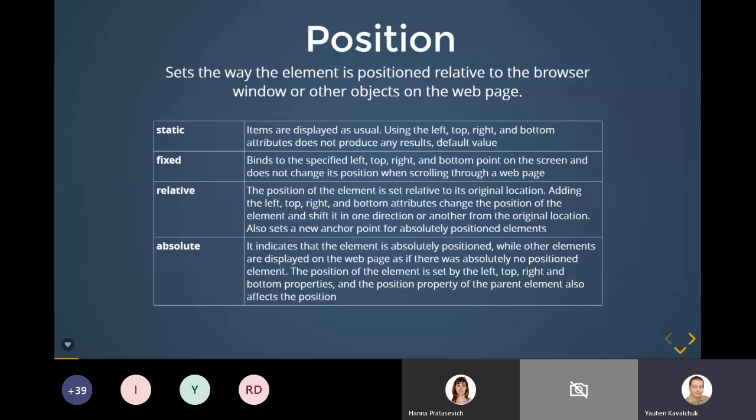And absolute. This element creates a new flow, and again you can position this element, and this element can be positioned by the parent element with another position property, as for example relative or absolute, but not a window.